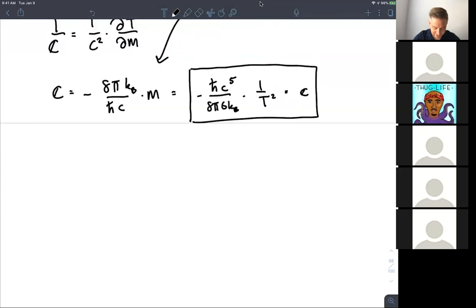Again, the first curious thing you'll note about this is the minus sign. And what that tells you is that as you add energy or mass to a black hole, it gets colder, which is weird. Usually most objects, when you add energy to them, they get hotter. A black hole is the opposite. You add energy to it, it gets colder.